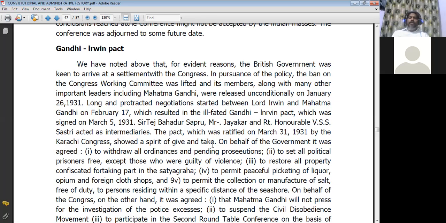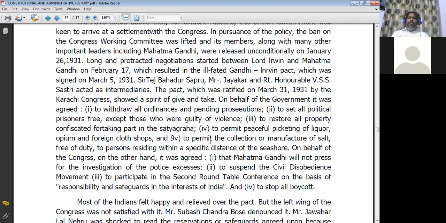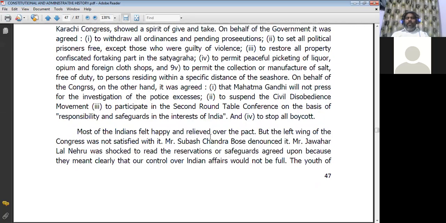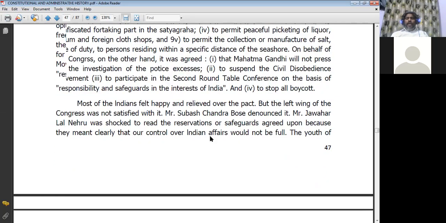On behalf of the Congress, on the other hand, it was agreed that Mahatma Gandhi will not press for the investigation, and to suspend the civil disobedience movement, to participate in the second roundtable conference on the basis of responsibility and safeguards in the interests of India. Okay, and the final one is to stop all boycott.